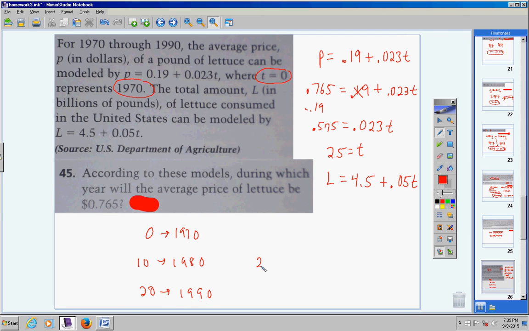1990. So 25, which is what T equals, would correspond to what year? 1995. Got it? Okay, so 0 corresponds to 1970. Add 25 to that and you get 1995. So there's the year. Pretty cool, okay? Now, it's going to get a little more difficult on this next problem. So let's see how we do.